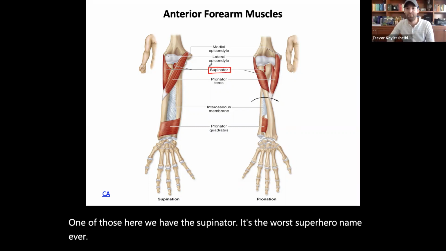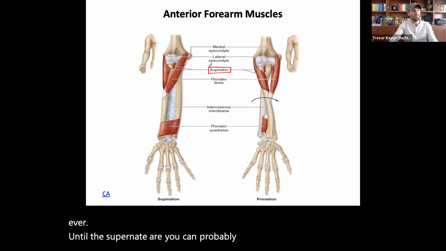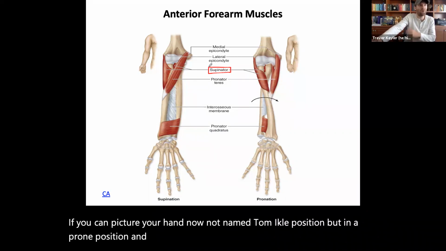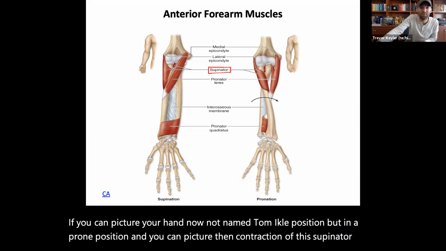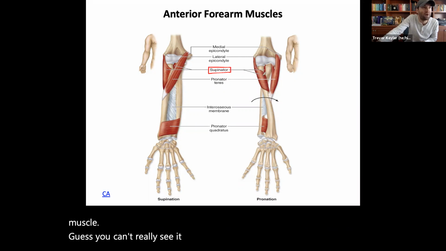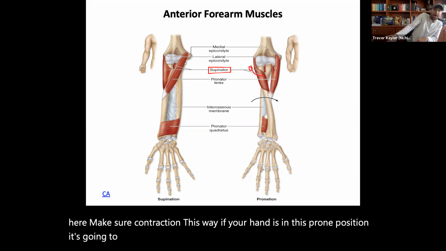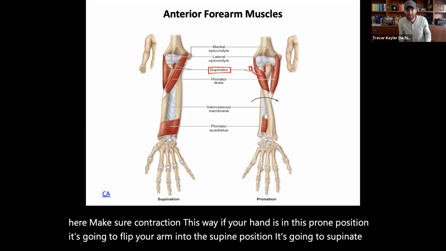So the supinator, you can probably guess, if you can picture your hand not in anatomical position, but in a prone position, and you can picture contraction of this supinator muscle. You can't really see it well right there, but you can picture it right here. Picture a contraction this way if your hand is in this prone position. It's going to flip your arm into the supine position. It's going to supinate that forearm, hence supinator.